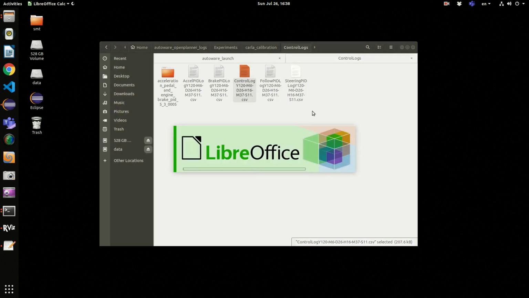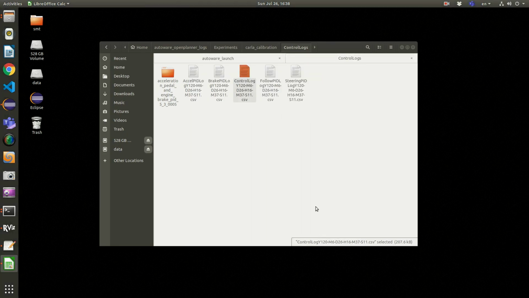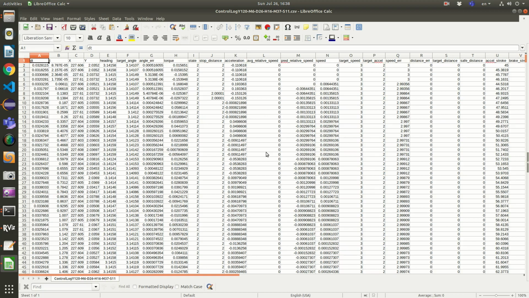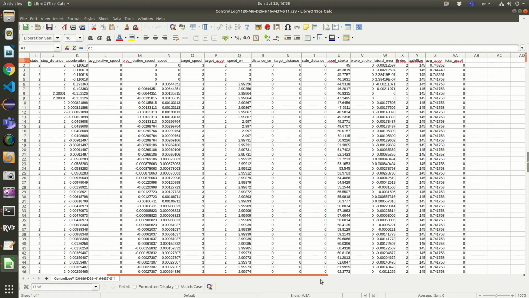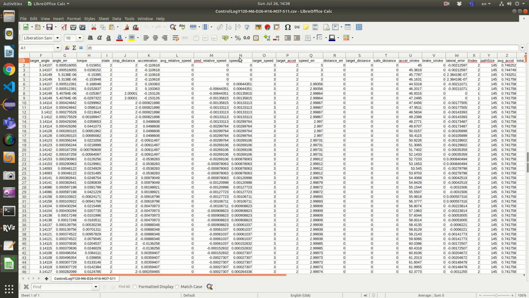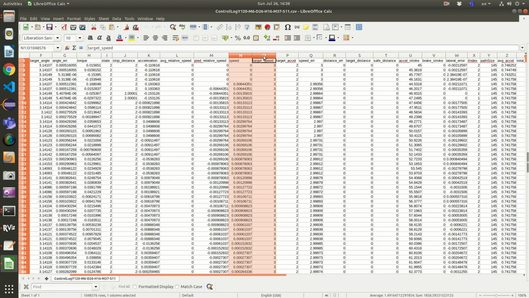Let's check the general control logs. You have here a lot of information which can help identify what happened in the previous test. Let's check first the current speed and the target speed. What do they look like?